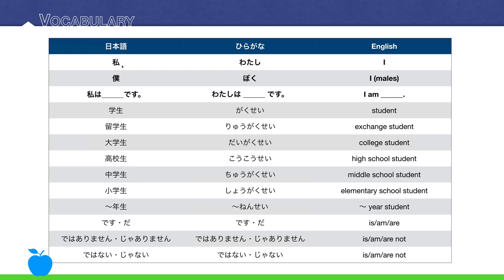We have 私 at the top here. Means I, first person pronoun. Anyone can use that. 僕, which also means I, usually has a masculine tone. Males generally use that more. 私は何々です。I am blank. In this lesson, I'm going to explain how that works, what it means, stuff like that.